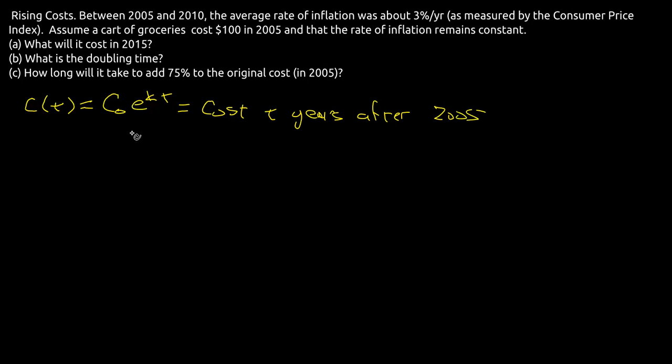So with that choice of the t variable, we see immediately this constant c0 is the cost in 2005. Because if we plug in 0 for t, then you get c0 e to the 0 power, e to the 0 is 1, and then you get that constant that we were calling c0. And the problem tells us that c0 is equal to 100.